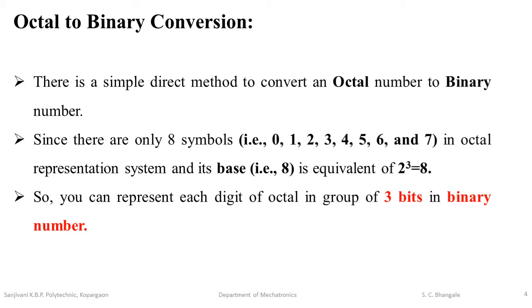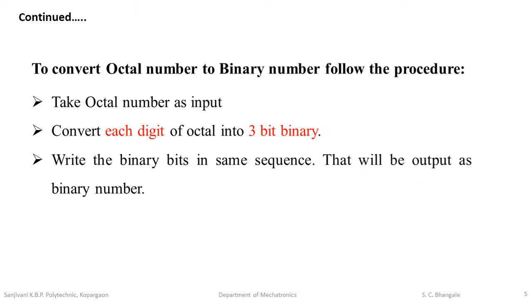Now we will see how we can convert the given octal number into the equivalent binary number. There is a simple direct method to convert an octal number into a binary number. Since there are only 8 symbols, that is 0 to 7, in the octal system, and because the base of the system is 8, 2 raised to 3 is 8. That's why we can use 8 symbols. So you can represent each digit of octal as a group of 3 bits in binary.